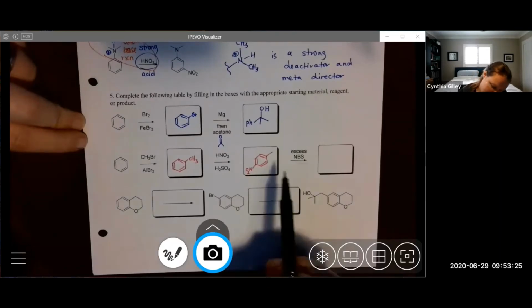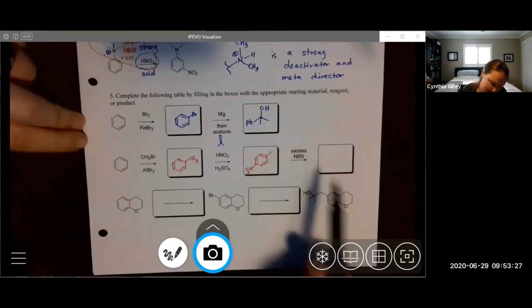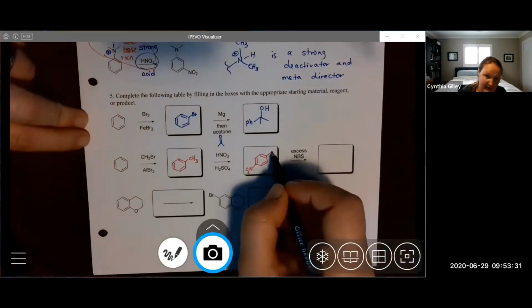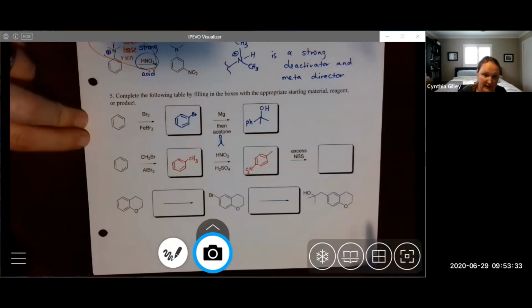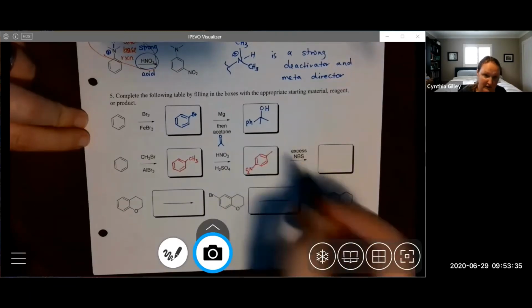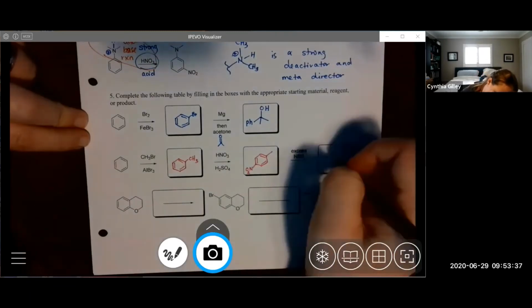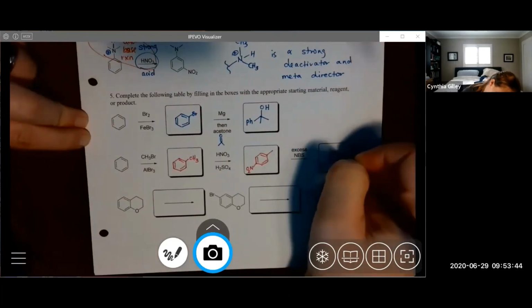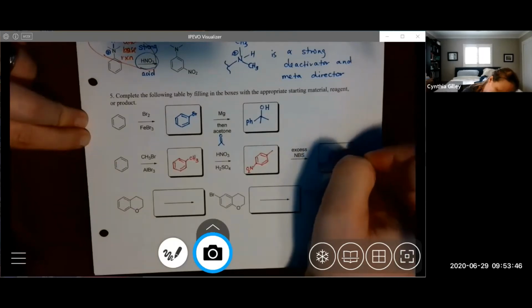So now we can do excess NBS, and that is going to brominate the benzylic position in this case 3 times because there's 3 hydrogens here. So we want to convert that to a CBr3.